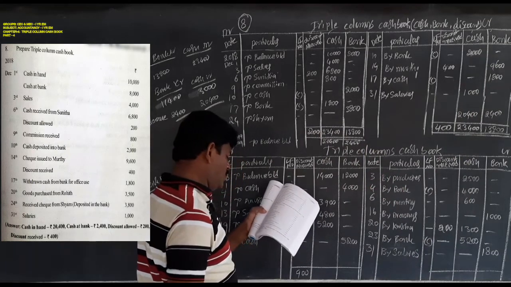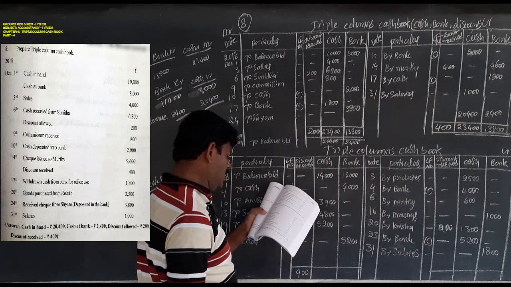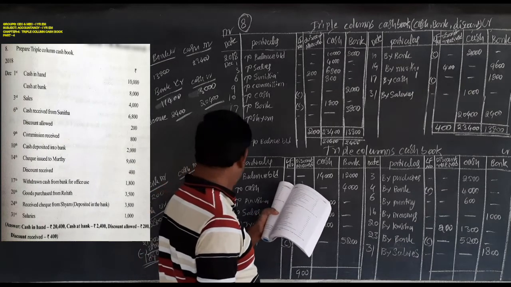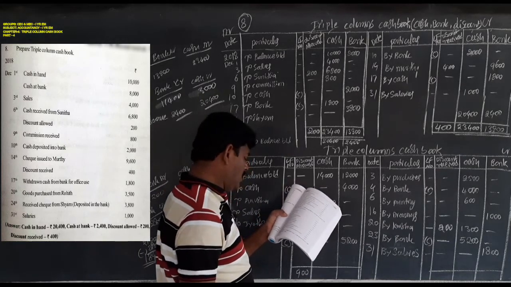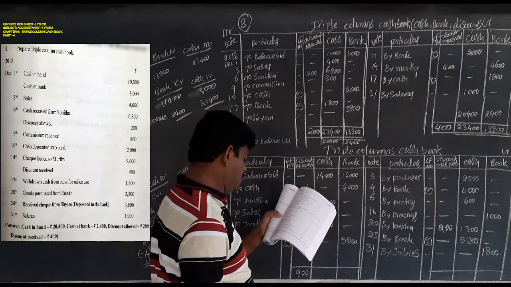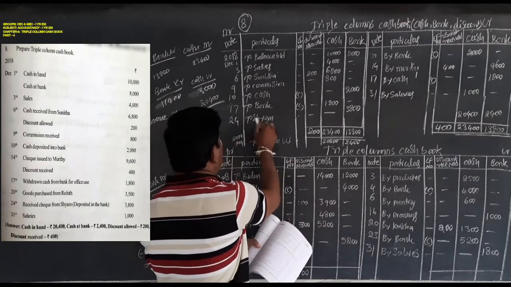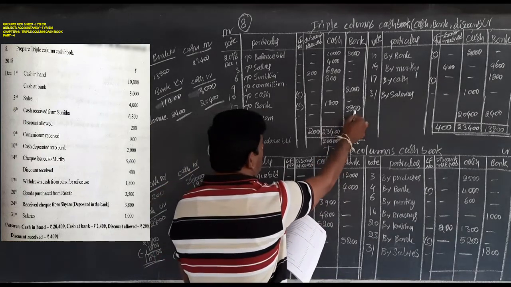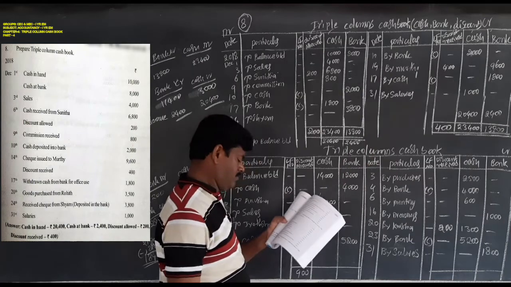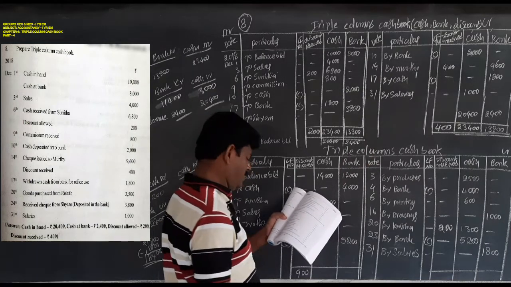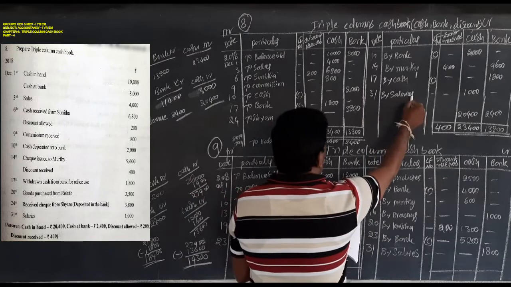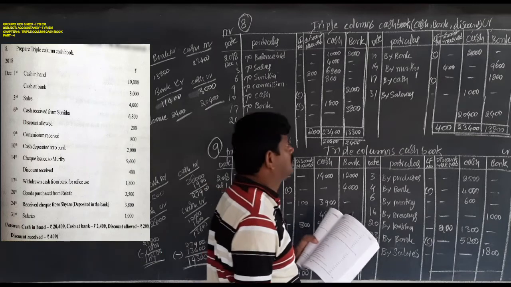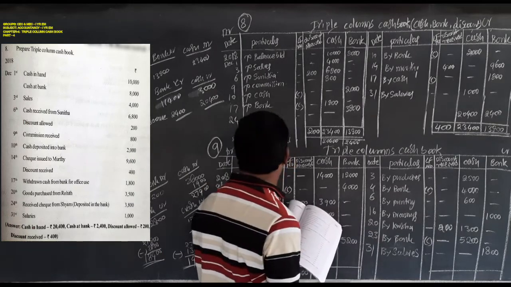Next, goods purchased from Rohit, it is not recorded in the triple column cash book. Why? Because it is credit transaction. Next, date number 24, received check from Sham, to Sham, deposited on the same day, so amount will be in the bank column. Next, 31st, salaries, by salaries, amount in cash column. Why? Because salaries are paid through cash. This is the 8th problem.